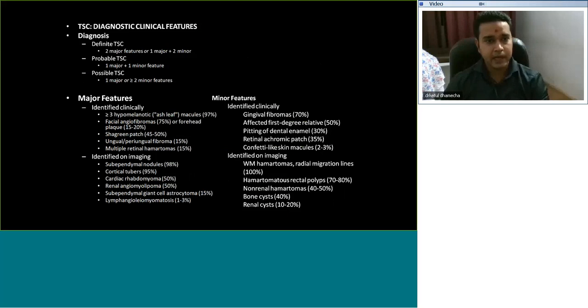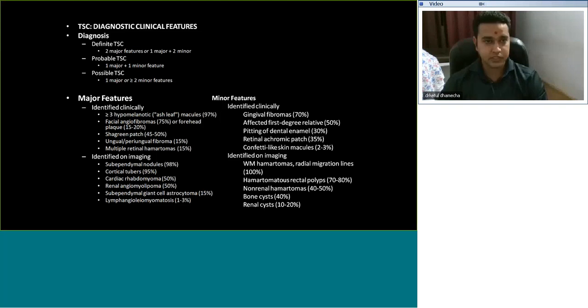Diagnostic criteria: definite is two major features, or one major plus two minor; probable otherwise. Okay, what are the major criteria? Three hypomelanotic patches, facial angiofibromas, Shagreen patch, periungual fibromas, multiple retinal hamartomas. On imaging: subependymal nodules, cortical tubers, cardiac rhabdomyomas, renal angiomyolipomas, subependymal giant cell astrocytomas, and lymphangiomyomatosis. In imaging you can also find white matter hamartomas, radial migration lines, rectal polyps, non-renal hamartomas, bone cysts, and renal cysts.